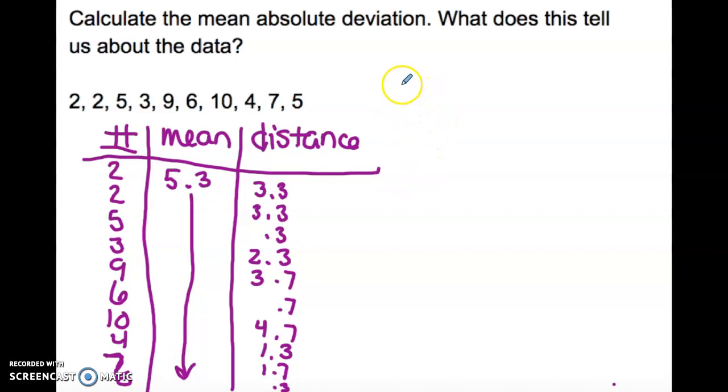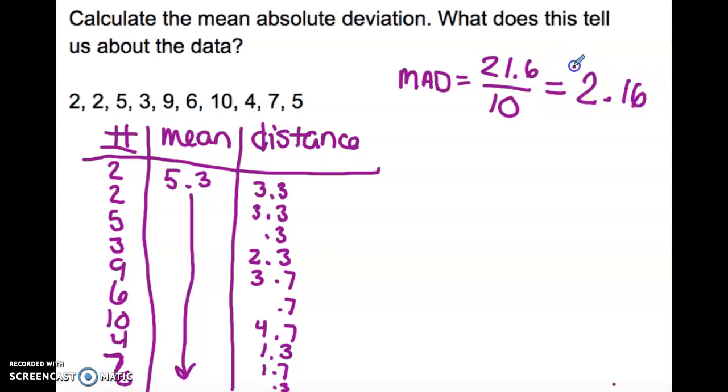So after you fill in the table, to find the mean absolute deviation, you want to add up all the distances. When we add them all up, we get 21.6. Divide by how many numbers there are. It's 10. So the mean absolute deviation is 2.16.